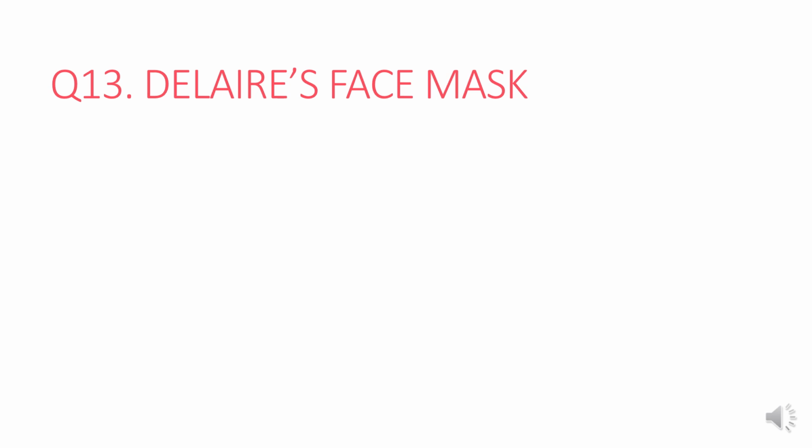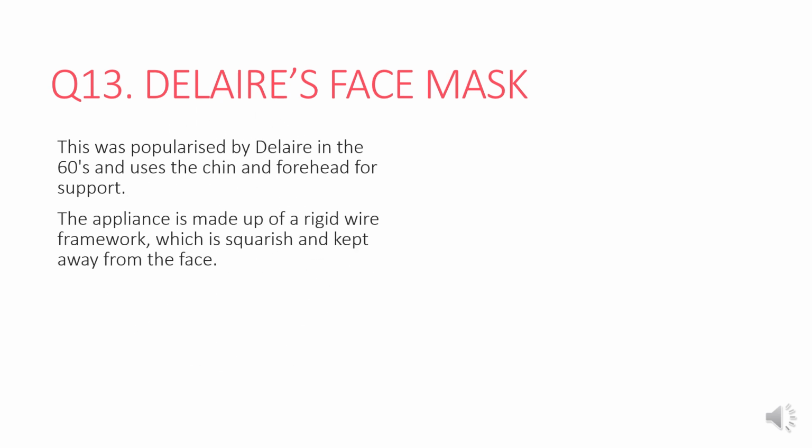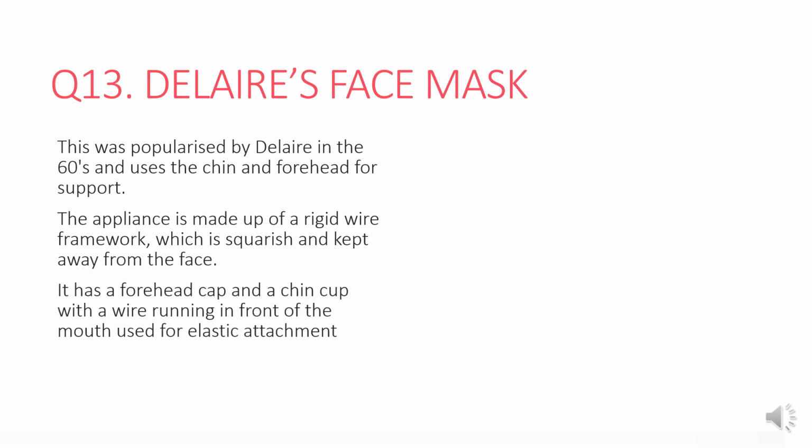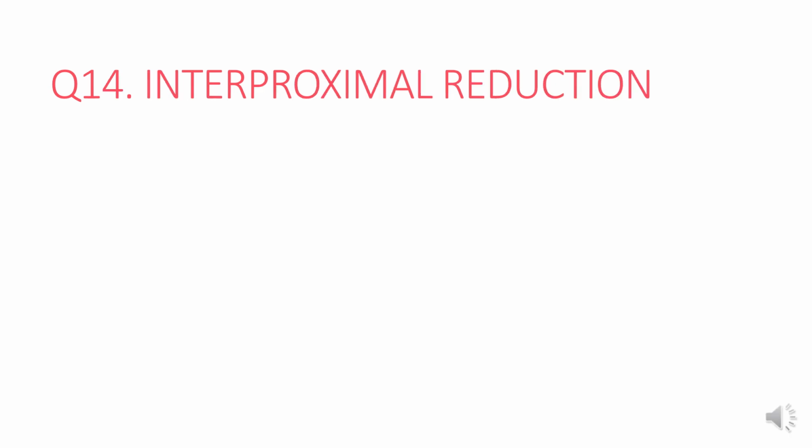Next question is Delaire's face mask. This was popularized by Delaire in the 60s and uses the chin and forehead for support. The appliance is made up of rigid wire framework which is squarish and kept away from the face. It has a forehead cap and a chin cup with a wire running in front of the mouth used for elastic attachment.